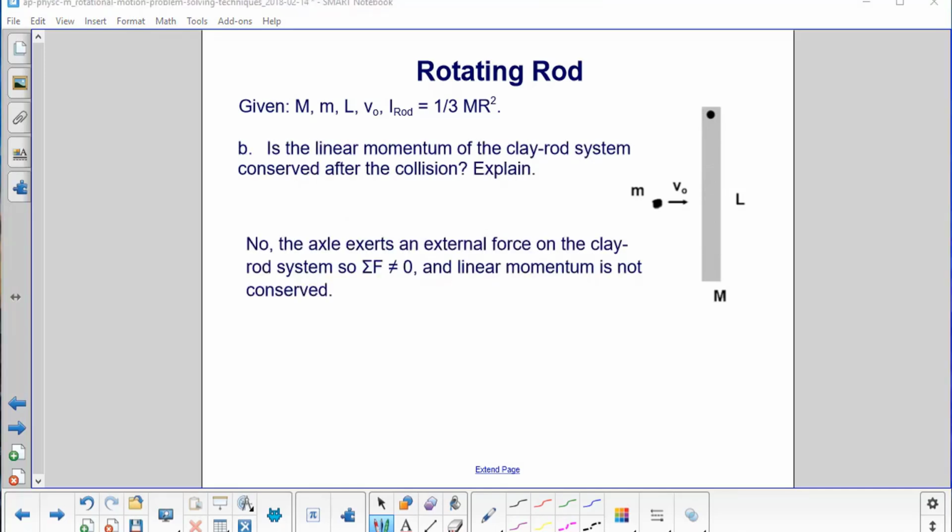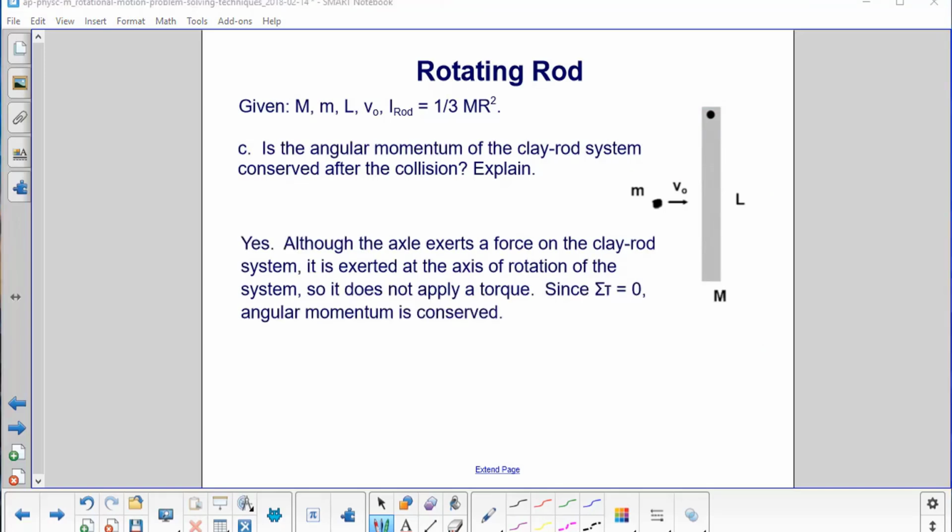Is the linear momentum of the clay rod system conserved after the collision? Explain. No. Why? There is an external force. Where? Okay, this is not the external force. This is part of the system, the clay and the rod, but look at this axle up here. That is exerting an external force on the system. So as the system tries to move, if it tried to translate to the right, it can't because of that axle. So if you have an external force, the sum of the forces is not equal to 0, and your linear momentum is not conserved.